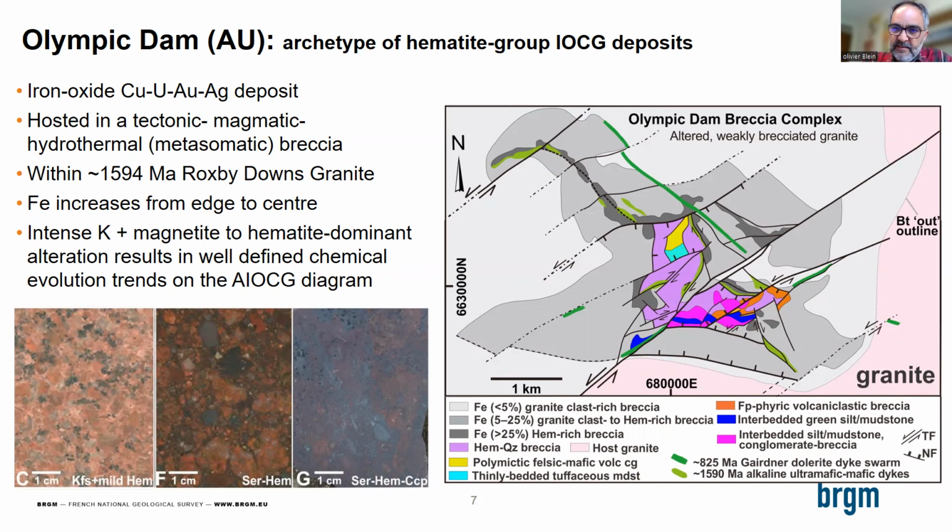Iron increases from edge to center of the Olympic Dam breccia complex. Intense potassic plus magnetite to hematite dominant alteration result in well-defined geochemical evolution trends on the IOCG diagram.